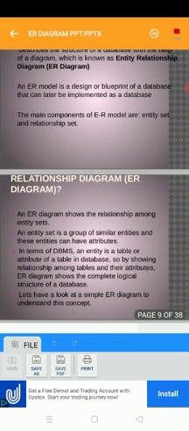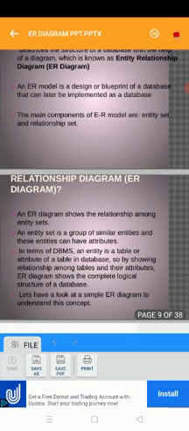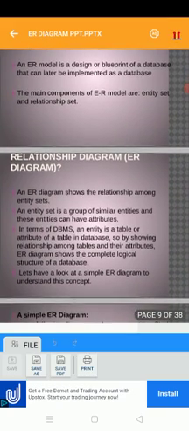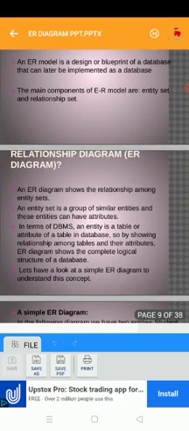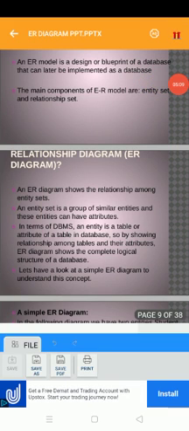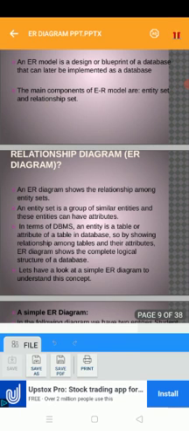Entity is nothing but a table. A table is pronounced as an entity in an ER diagram, and the attributes are the columns of a table in a database. So by showing the relationship among tables and their attributes, an ER diagram shows the complete logical structure of a database.